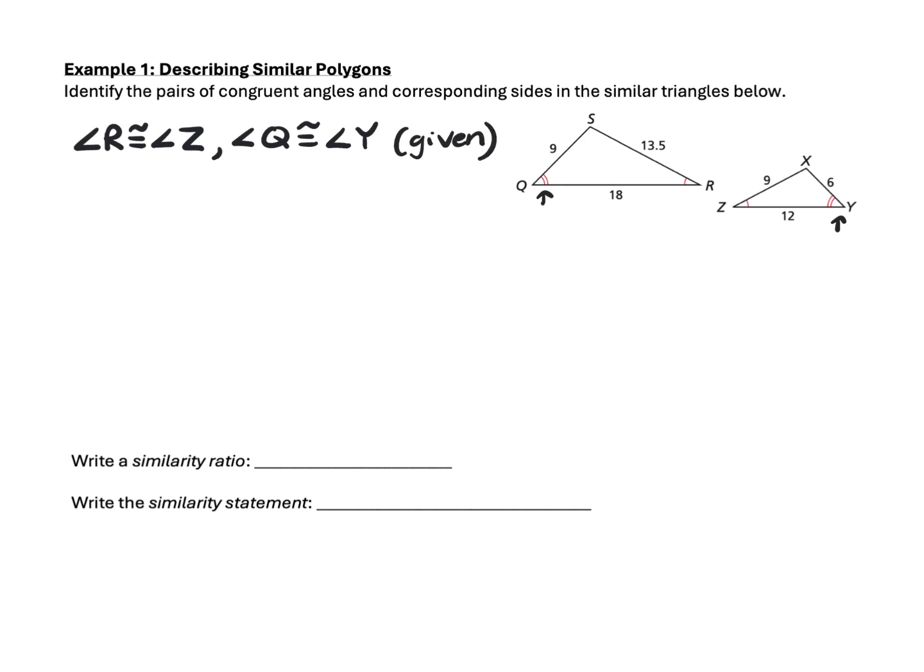I am, though, missing the last pair of angles. And for the last pair of angles, we know that if two pairs of angles are congruent, the third angles also have to be congruent. So we can conclude that angle S is congruent to angle X, and that's by what's called the third angles theorem. That goes back to a theorem from our triangle chapter earlier in this course. All right, so now I've got the angles established.